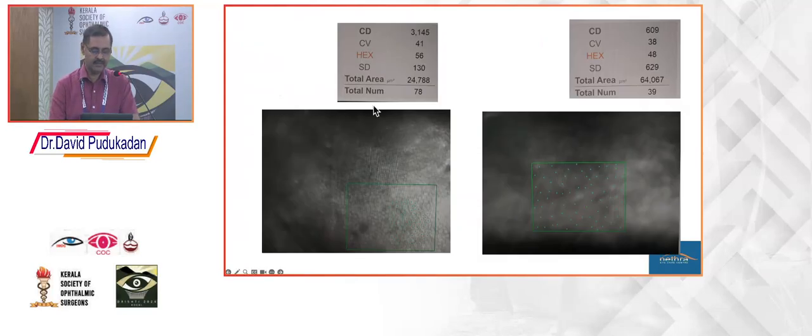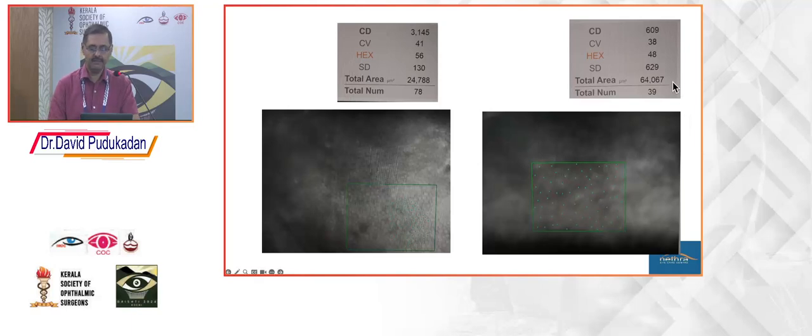So in the first image, you can see that the cell density is 3145 per millimeter square, which is a reasonably good count. And coming to the image, you can see that the hexagonal architecture is well maintained, and the cell size is almost regular, and there is not much polymegathism or pleomorphism.